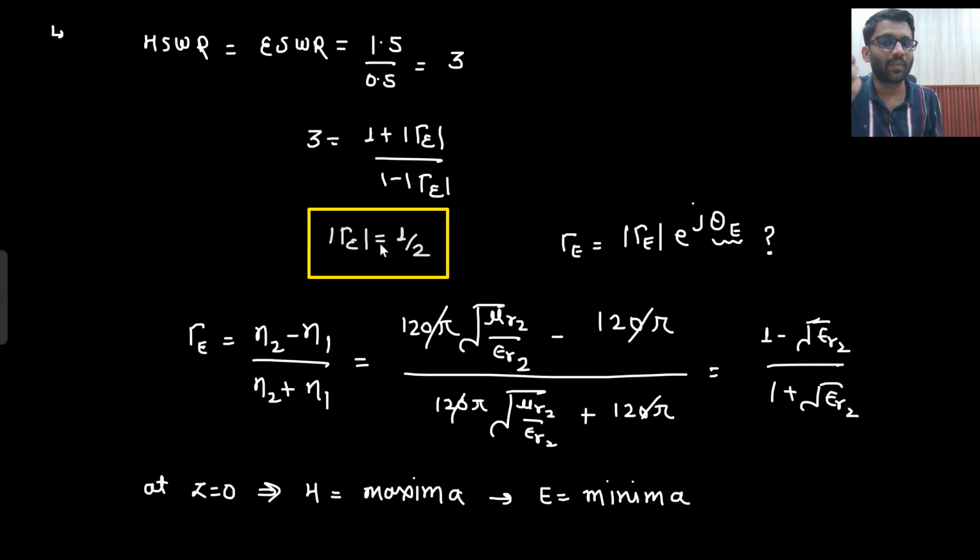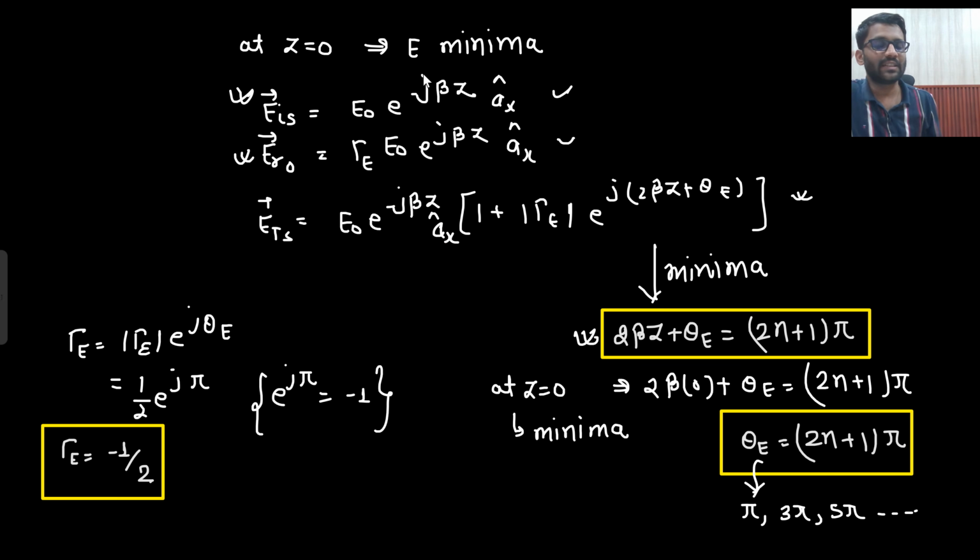And eta I can get from gamma E. So for gamma E, first I need to see the standing wave ratio. From there I got the value of gamma E, but I got only the magnitude. If I need to know the angle, then I need to think in terms of the maxima and minima.